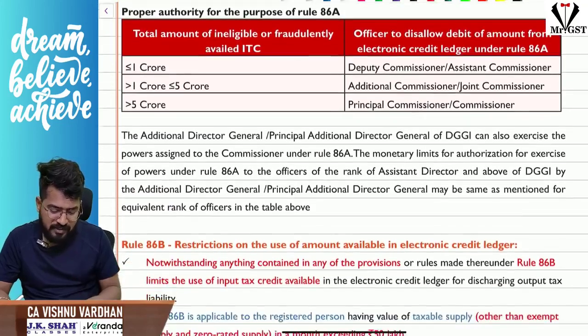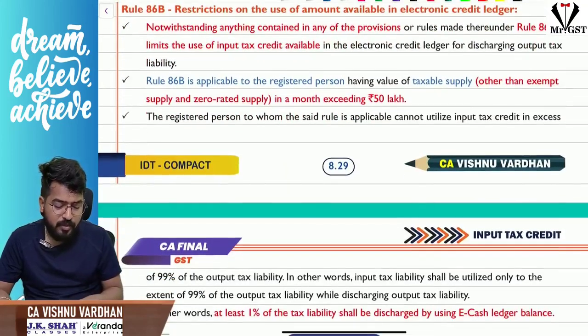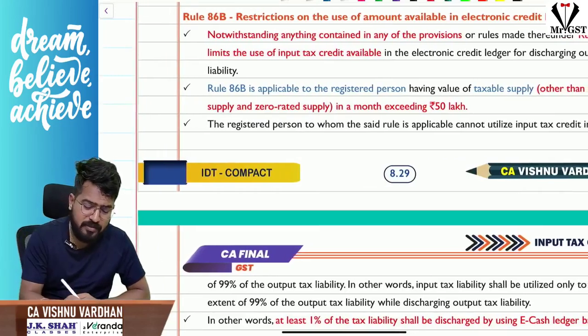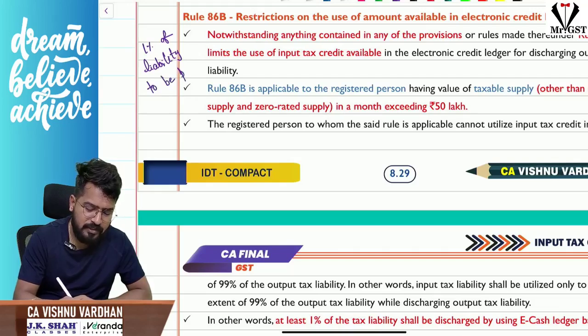All the stuff that has been given, you can just take care of it. Now coming to rule 86B. Rule 86B, in simple words, says at least 1% of your gross GST liability has to be paid in cash. That is what it says.